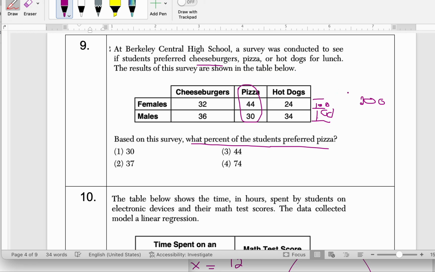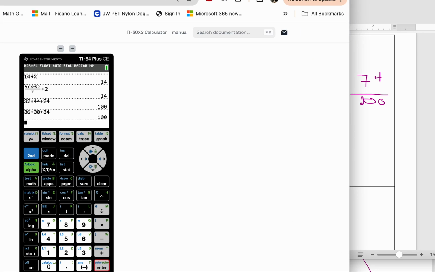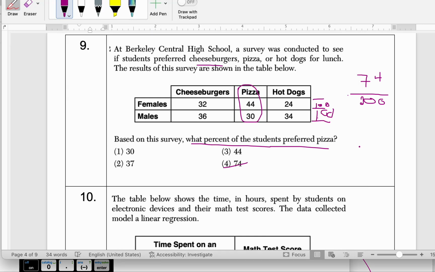So over here we have 44 plus 30, which is 74. So out of 200 students, 74 preferred pizza. Now we know it's definitely not 74% because it's out of 200. So we have 74 divided by 200, and that equals 0.37. And to turn this decimal into a percent, we just move it over 2 places. And so it's 37%, right? Or you multiply it by 100.